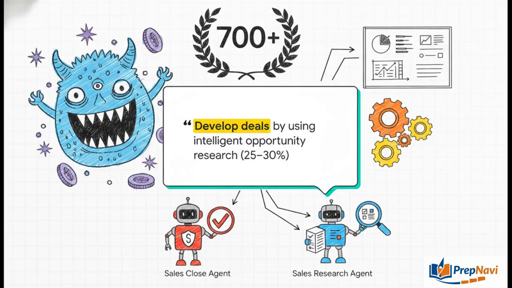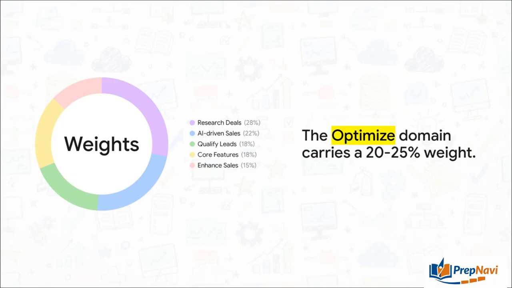You really need to know how to evaluate use cases for the research agent and how to analyze sales performance using the research canvas. Then, the next biggest slice of the pie is optimizing AI-driven sales, carrying a hefty 20 to 25% weight. This domain requires you to think strategically. You'll need to know how to design an AI-first sales strategy.